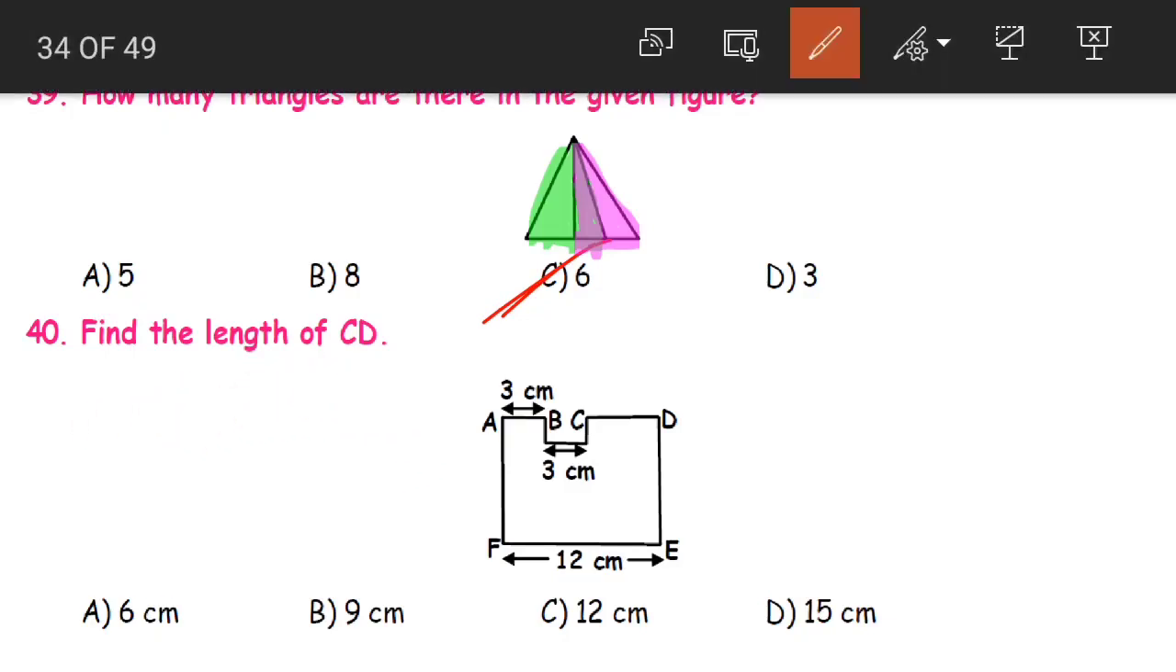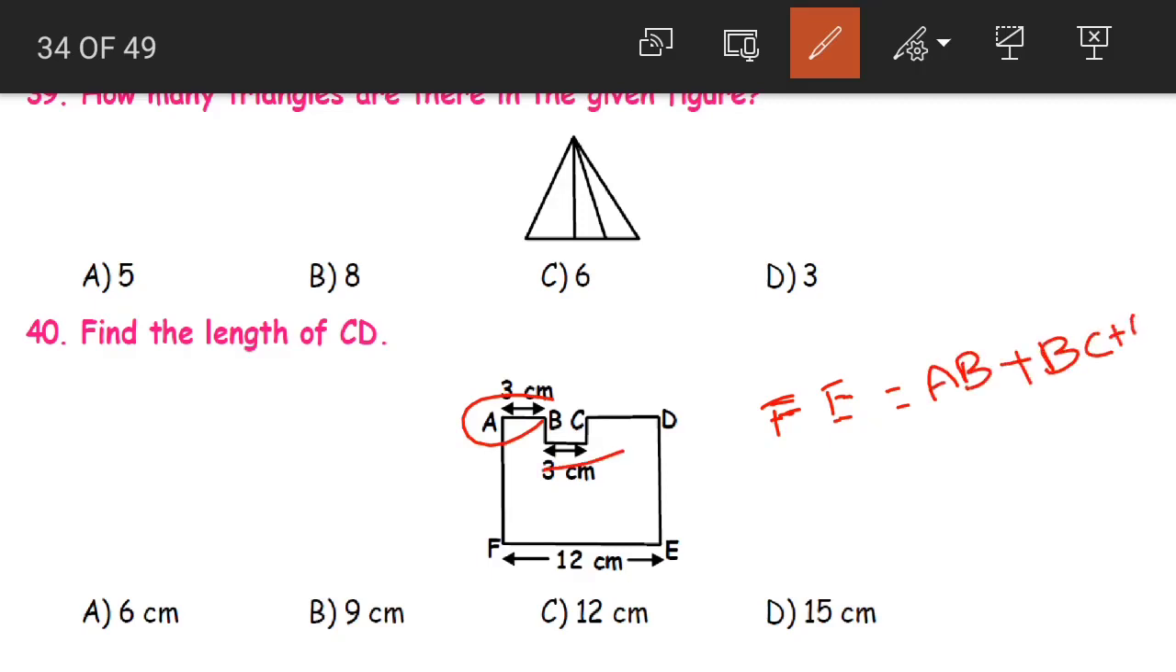Now coming to question 40, find the length of CD. Where is CD here children in the given figure? This is our CD. Now how do we find out its length? If you look carefully, we have the length of FE, that is equal to 12 centimeters. Here we have FE, and the same distance is covered by 3 line segments. What are they? The length of FE is equal to the combined length of AB plus BC plus CD. Yes, the length of FE is equal to these 3.